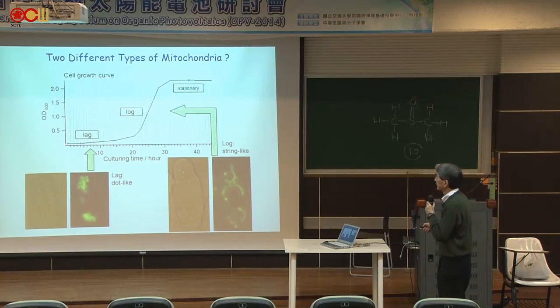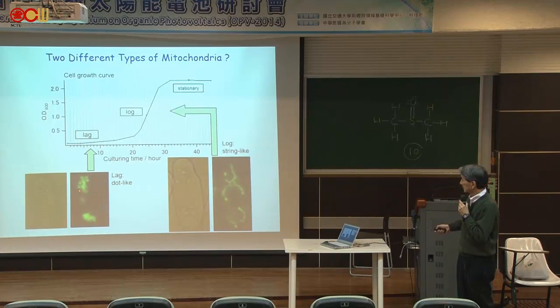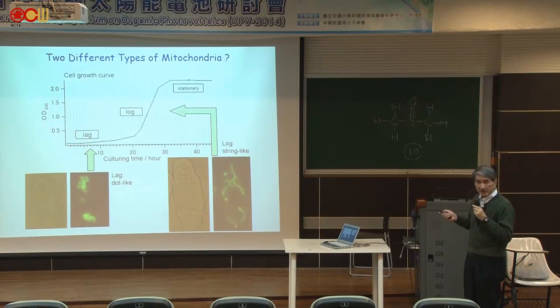And here we have the cell growth curve. It's called growth curve. We started cultivation here. At first we have what's called lag phase. And then it steeply increases at log phase and then stationary phase. And we found that mitochondria morphology, this is GFP image, are different in the lag phase and log phase like this. In the lag phase, it's a dot-like structure like this. But in the log phase, it's string-like. So it can be different.